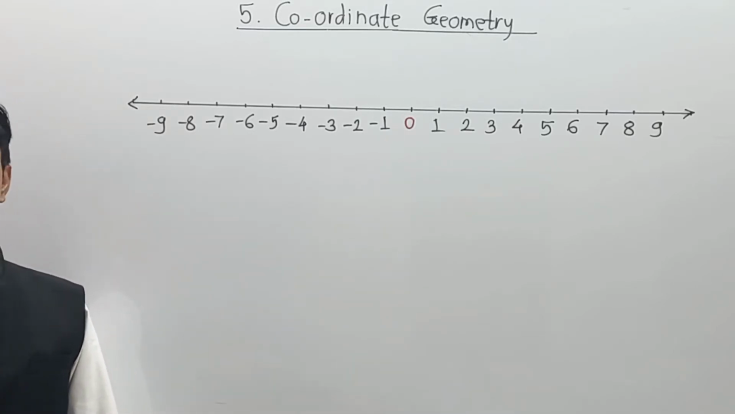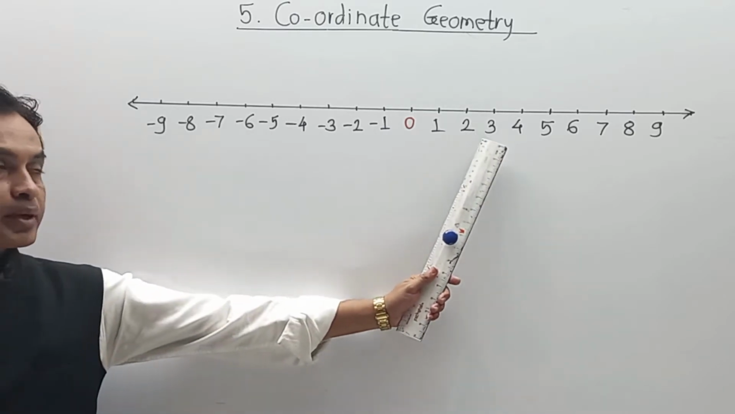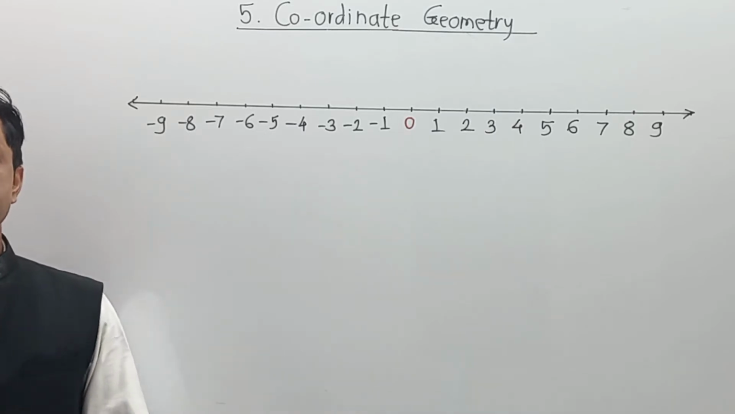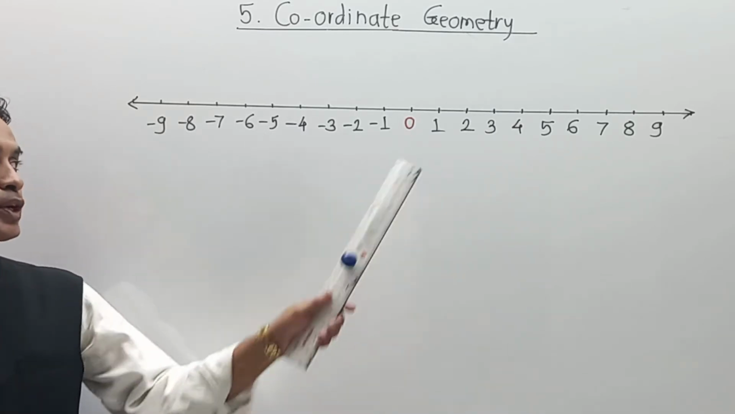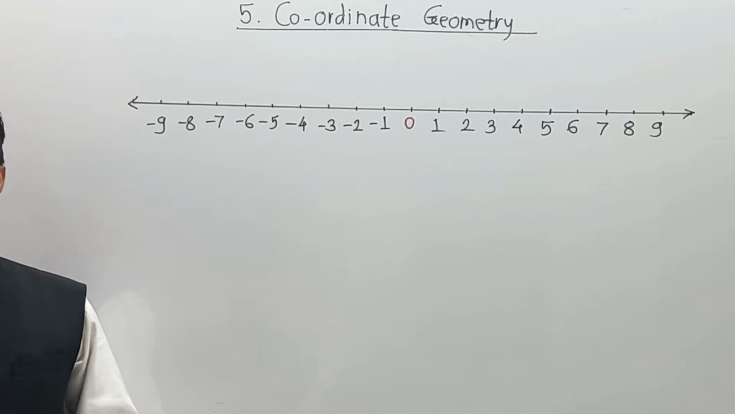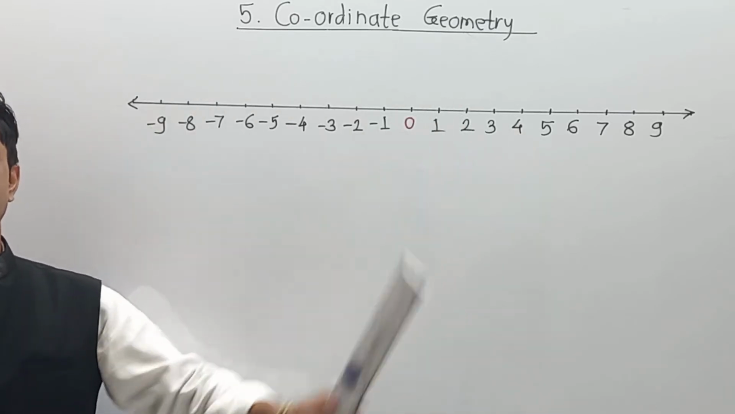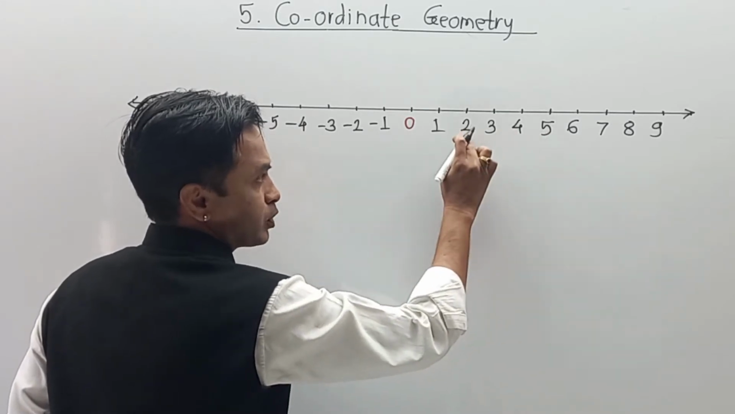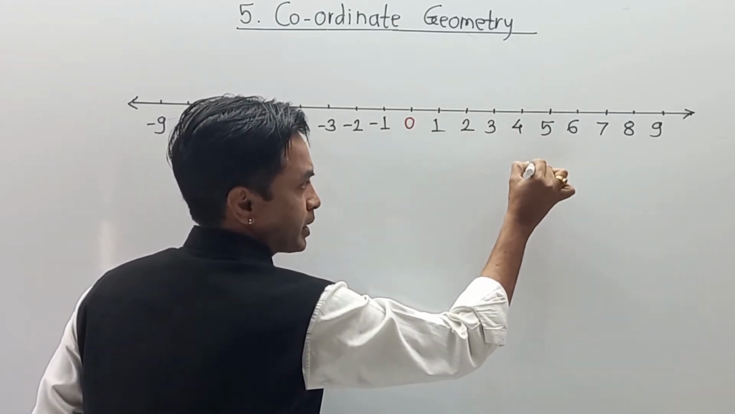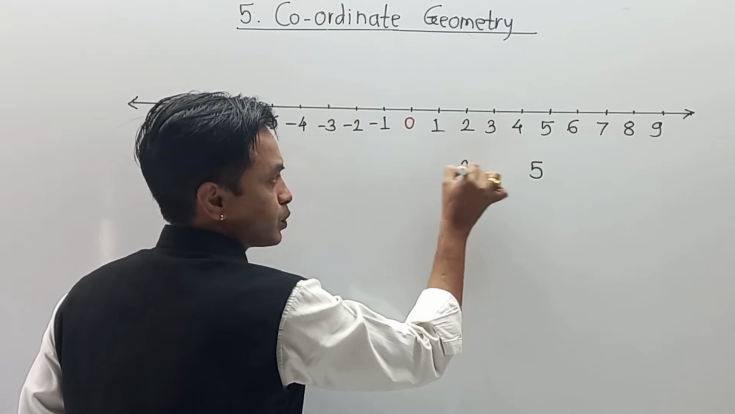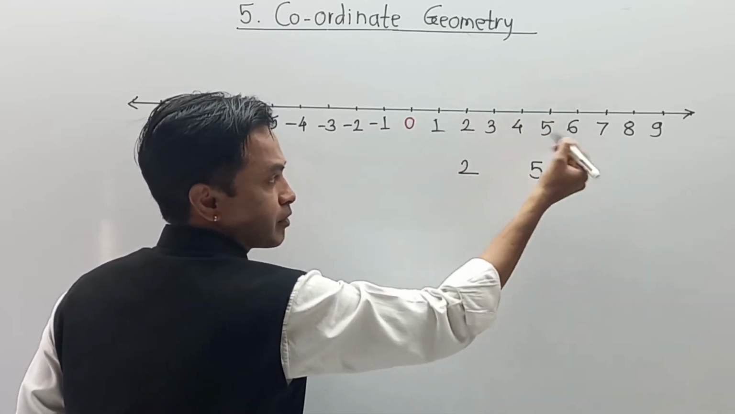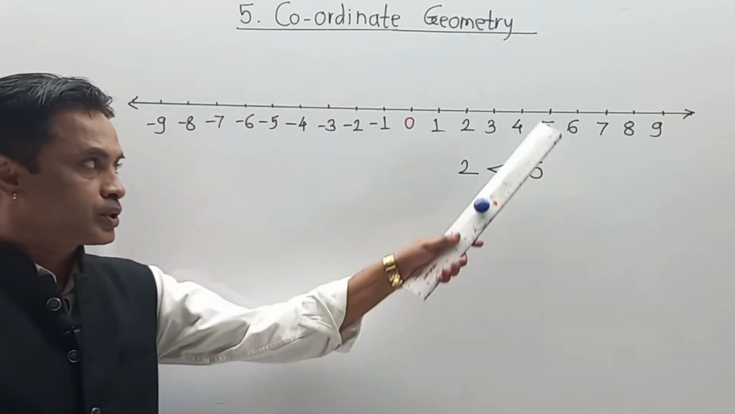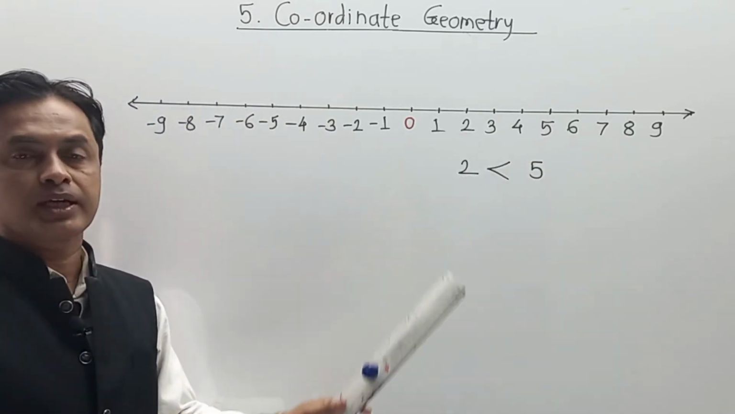Now why am I using this? Remember, the rule says that your right hand side number is always greater in value compared to the left hand side number. And this is true for the entire line diagram. For example, if I take a comparison between 5 and 2, this is 5 and this is 2. Naturally 5 is towards the right hand side, so 5 is always greater than 2.